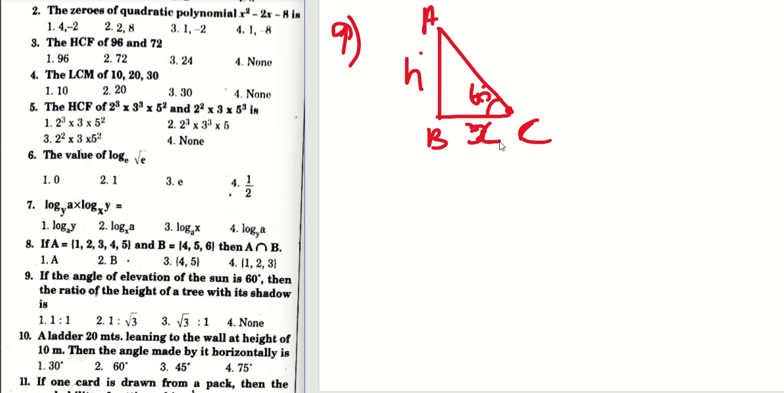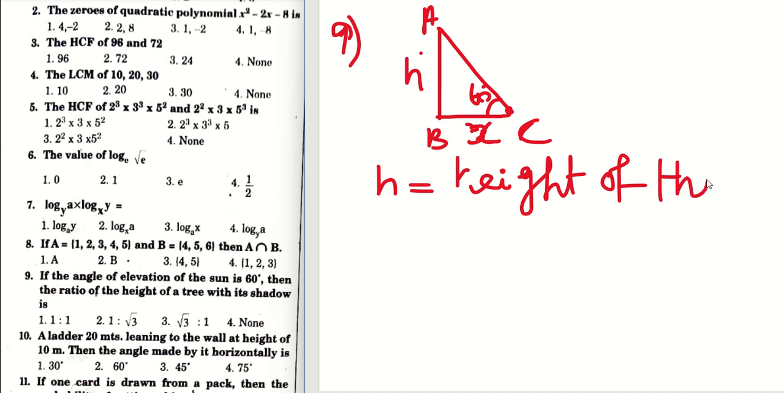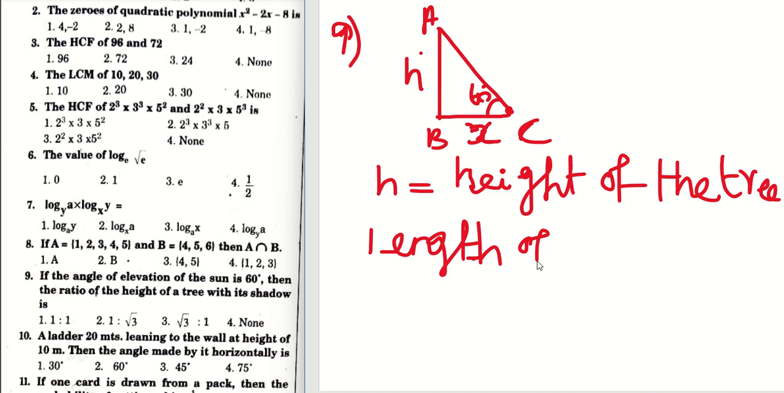So what we have taken over here? H is nothing but the height of the tree. Then what is the length of the shadow? This is the length of the shadow. The length of the shadow is equal to x.